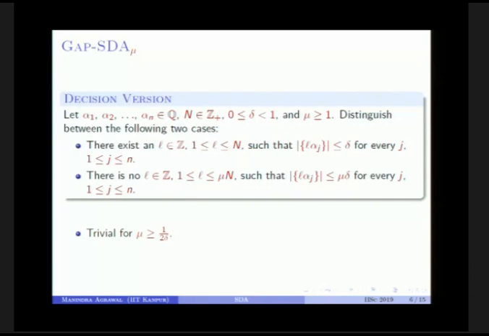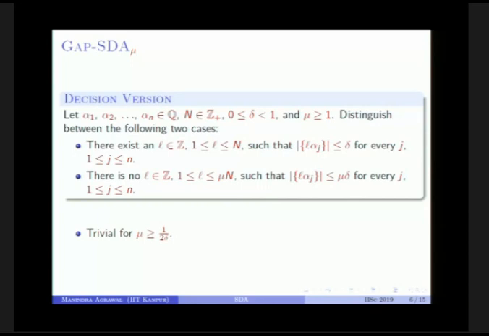Now, if this multiplier mu is large enough, then the problem is trivial. If mu is, for example, more than 1 by 2 delta, then 1 by 2 delta times delta, the error is half, and you can always achieve half. No matter what you multiply with, even with L equals 1, you can achieve this.